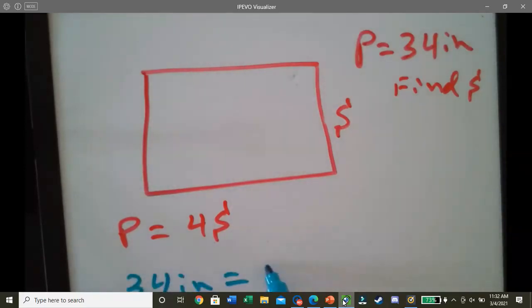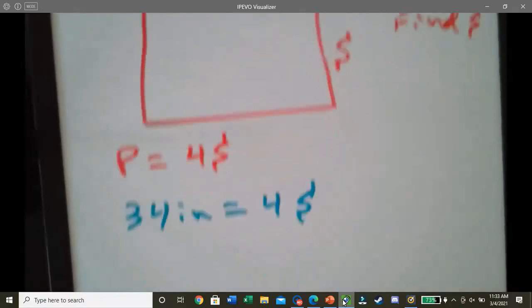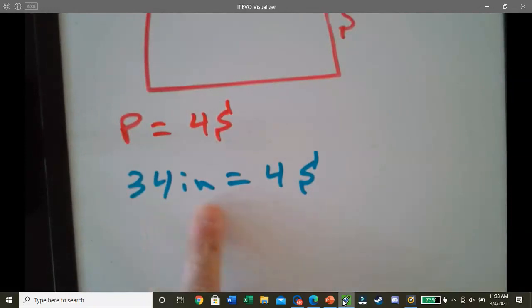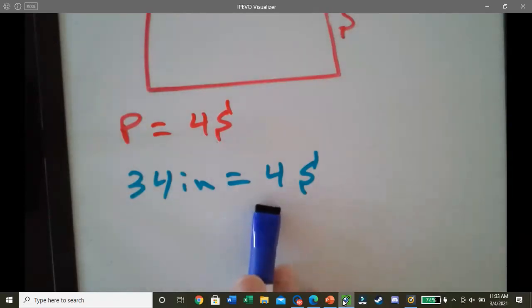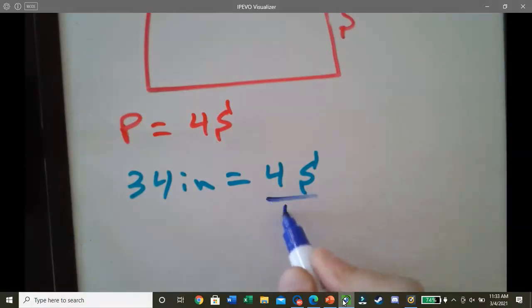And I like to write the units in there too, because then when you get your answer, you already have your units. So we want to solve for S, and I put these little marks on the S so it's not confused for a 5. Now we want to solve for S. What do we do to solve for S? We got to isolate that S, get it by itself. So what do we do with that 4? Divide, right. Divide by 4.